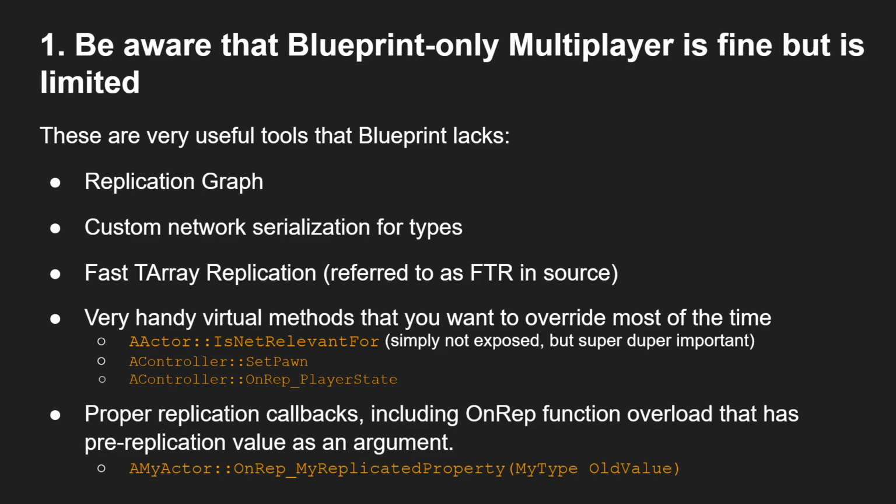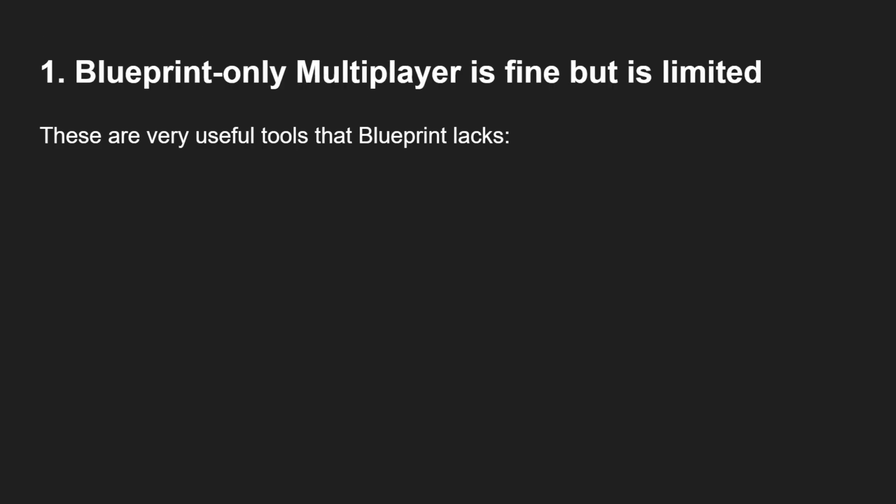There's also no proper replication callbacks for Blueprint properties. So say, for example, you want to listen to when a property replicated to the client. You wouldn't be able to do that in Blueprint, considering these callbacks are missing. In C++, you do have them. You're also able to plug in an argument that lets you know what the old value was before the replication took place, which can be really useful.